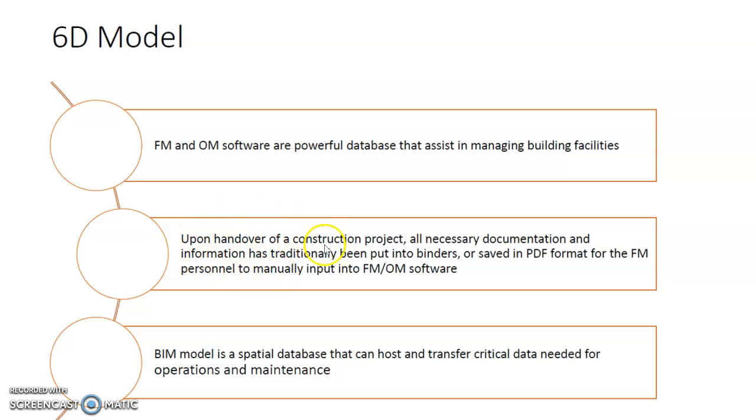Upon handover of a construction project, all the necessary documentation and information that are traditionally put into binders or saved in PDF file format for FM personnel can be inputted into the model. So the BIM model is a spatial database that can host and transfer critical data needed for operation and maintenance. That will allow the end user to run the facility or building in a more effective manner. So that's the advantage of a 6D model.